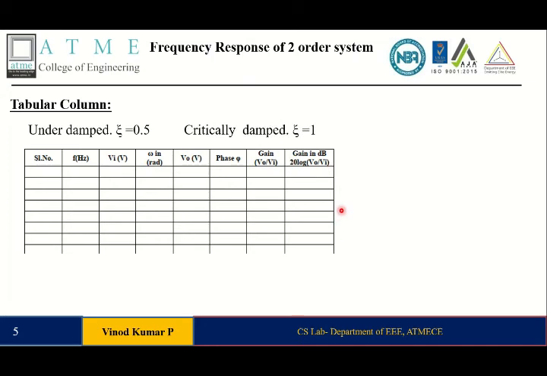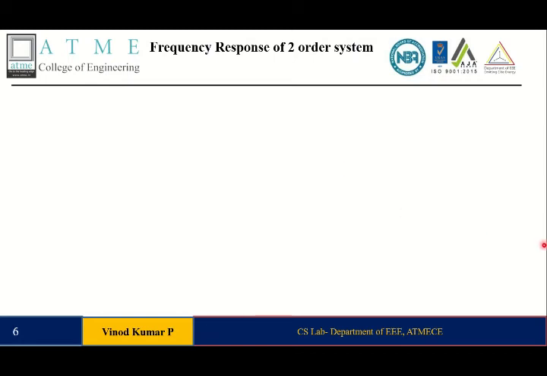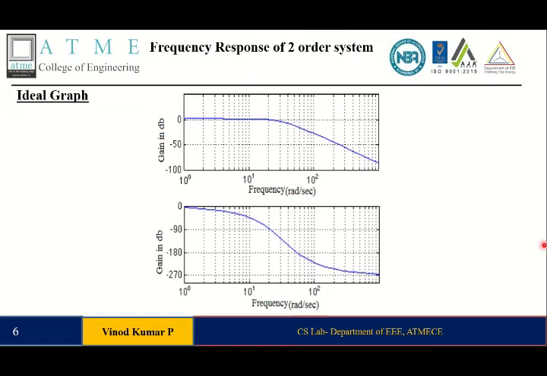So for critically damped, zeta will be 1, the R will be 2K. For over damped, the zeta will be 1.2. So on similar lines, you need to take the readings for the 3 different cases, simulate and plot the graph. So these are the sample graphs wherein you can observe the gain in dB with frequency in radian per second. You can plot for angular frequency, or you can plot it for the frequency itself in the Bode plot. So now we will move on to the demo of the experiment.